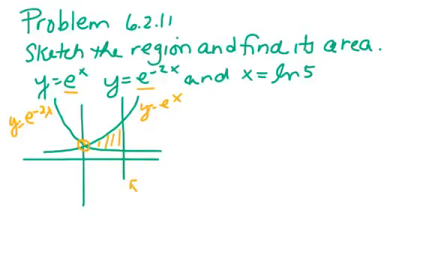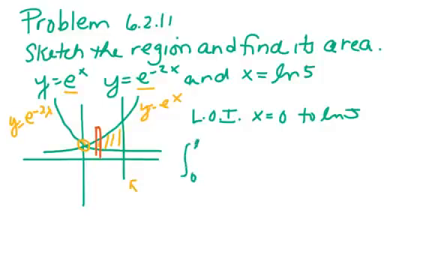So let's look for the limits of integration here, and they are given to us. We're fortunate. It depends on which way we want to integrate, and we're going to integrate with respect to x, because if we integrate with respect to y, we have multiple regions. So x is going to go from 0 to ln of 5, because of where these two graphs intersect. They're going to intersect at the point x equals 0. So let's set up the integral.